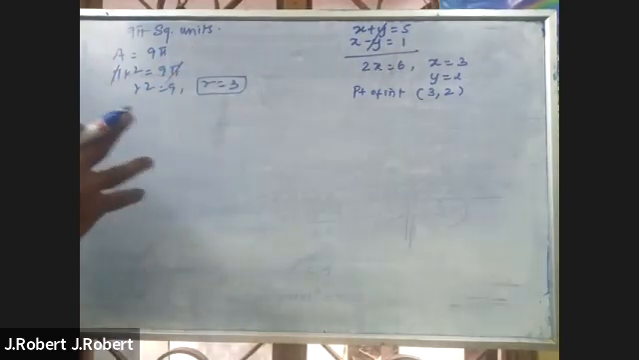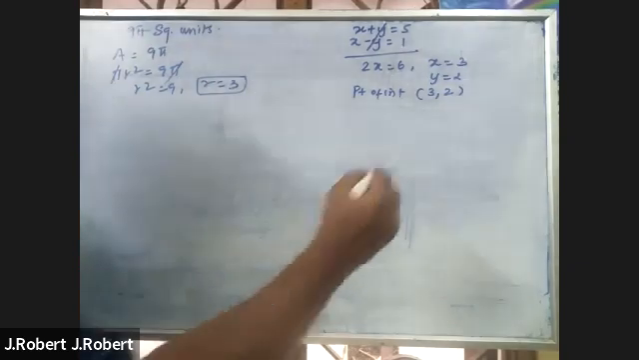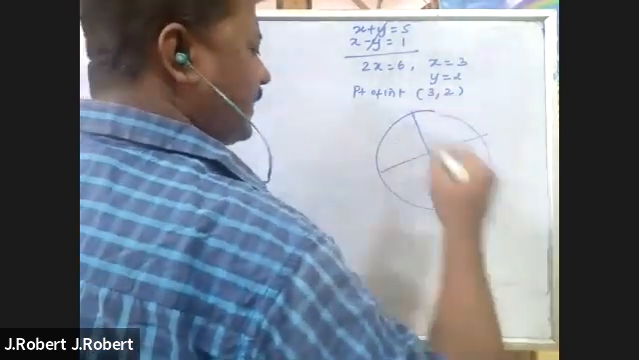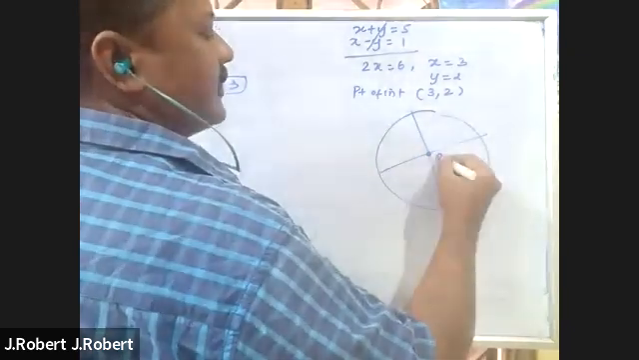நல்லா கவனிங்க, the point of intersection இருக்கு இல்லையா, that is nothing but the center of the circle. பாருங்க, suppose I can take the center. This is a diameter, this is a diameter. அப்போ இந்த ரெண்டு diameter intersect பண்ற point வந்து கண்டிப்பா center தான்.